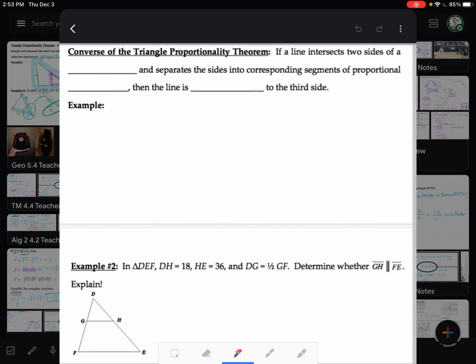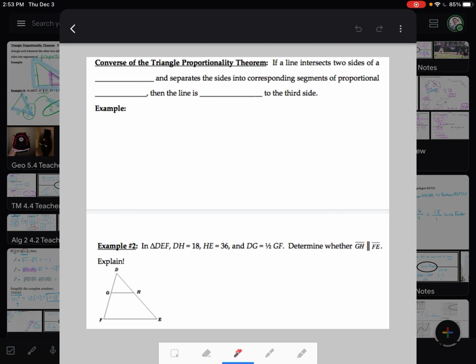Secondly, the converse of this, which basically means the opposite of it, is the converse of the triangle proportionality theorem. So if a line intersects two sides of a triangle and separates the sides into corresponding segments of proportional length, then that line is parallel. So it's basically saying in this same example of a triangle, if you have a line like this and you know that it's proportional, then you can also say that it's parallel. So if you can prove it's proportional, then you can also say it is parallel. And it actually goes both ways. So that's the idea of these two theorems. And again, that means parallel here. It's a symbol for parallel.